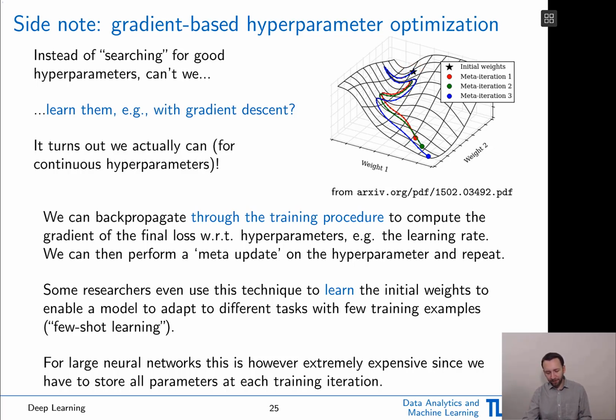And if you can do this, you can do a so-called meta update, meaning you can try to set the learning rate in a better way such that it leads to a better training. So why does it make sense? You can use it, for example, for few-shot learning. What you can do is learn the initial weights of a model, not just the learning rates, such that if you have only a few training examples, you only need a few steps to find good weights.